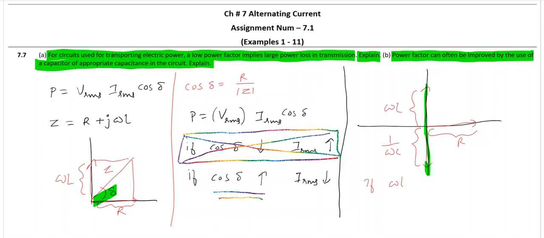If omega L becomes equal to 1 by omega C, then delta will be 0, and if delta is 0, cos delta will be 1. So this is why it is preferable to use a capacitor, because capacitive reactance will negate inductive reactance. Power factor will be 1, that is the maximum value of power factor, and if power factor is maximum, current passing through the transmission line can be minimized to minimize loss.